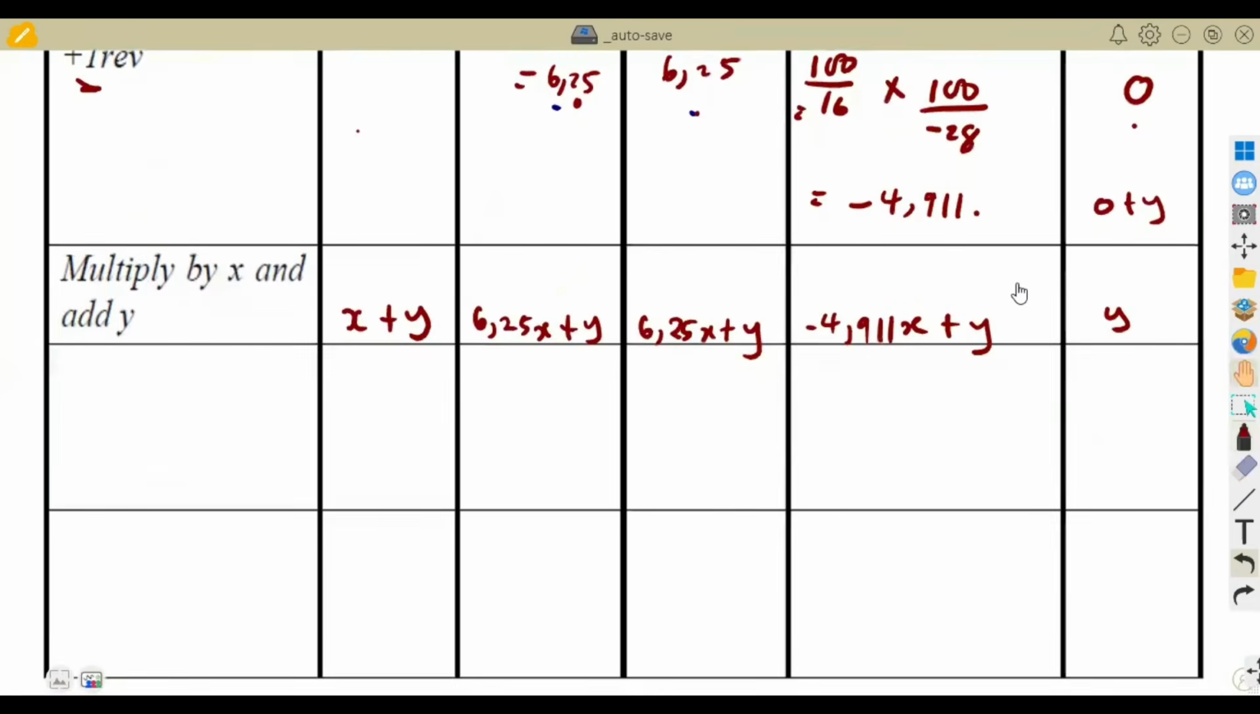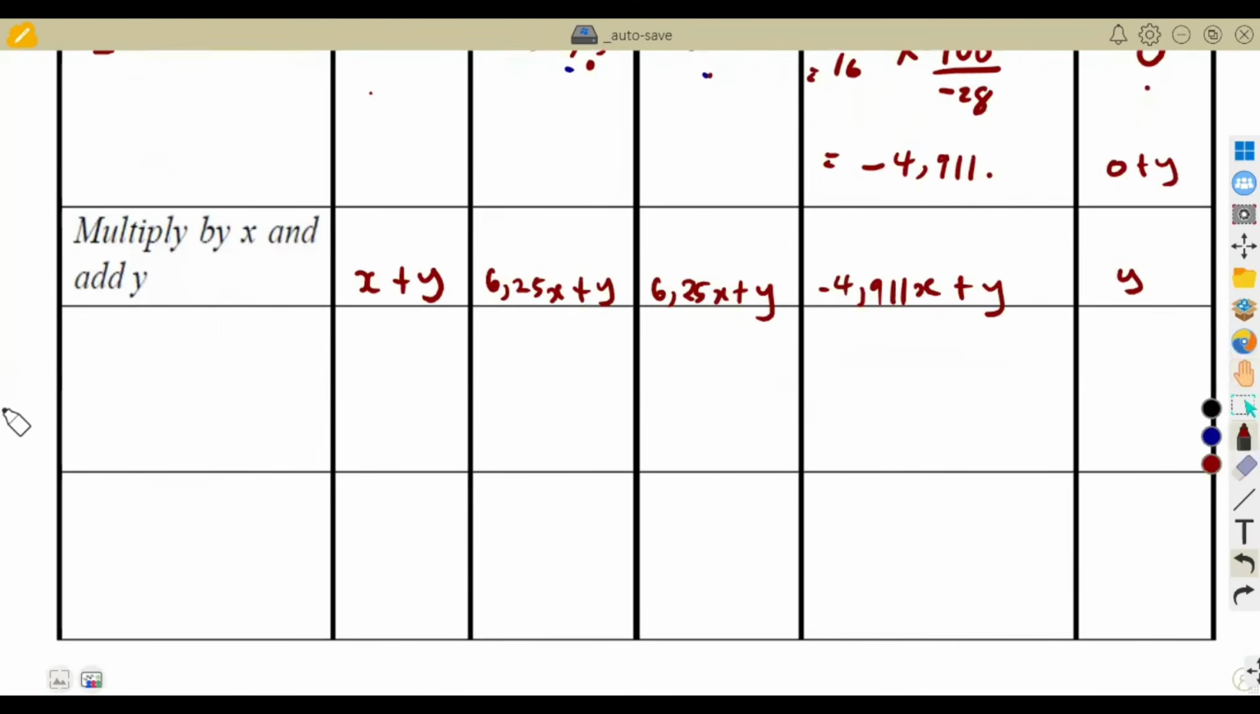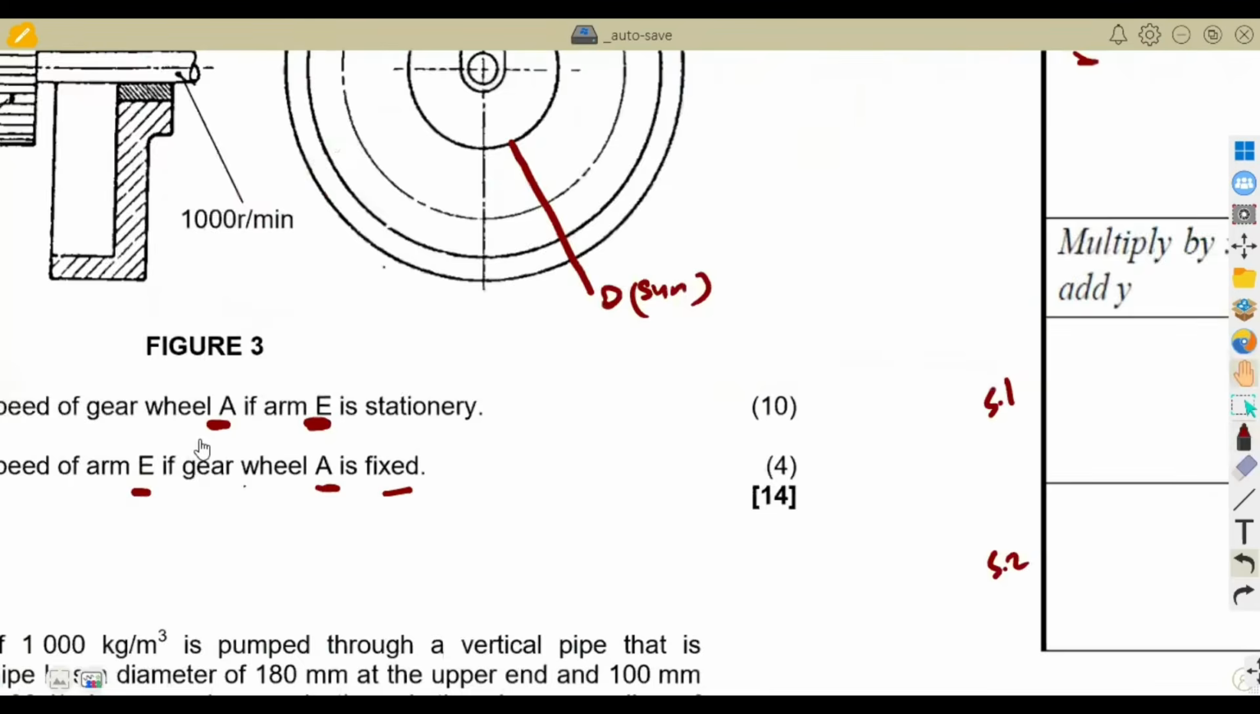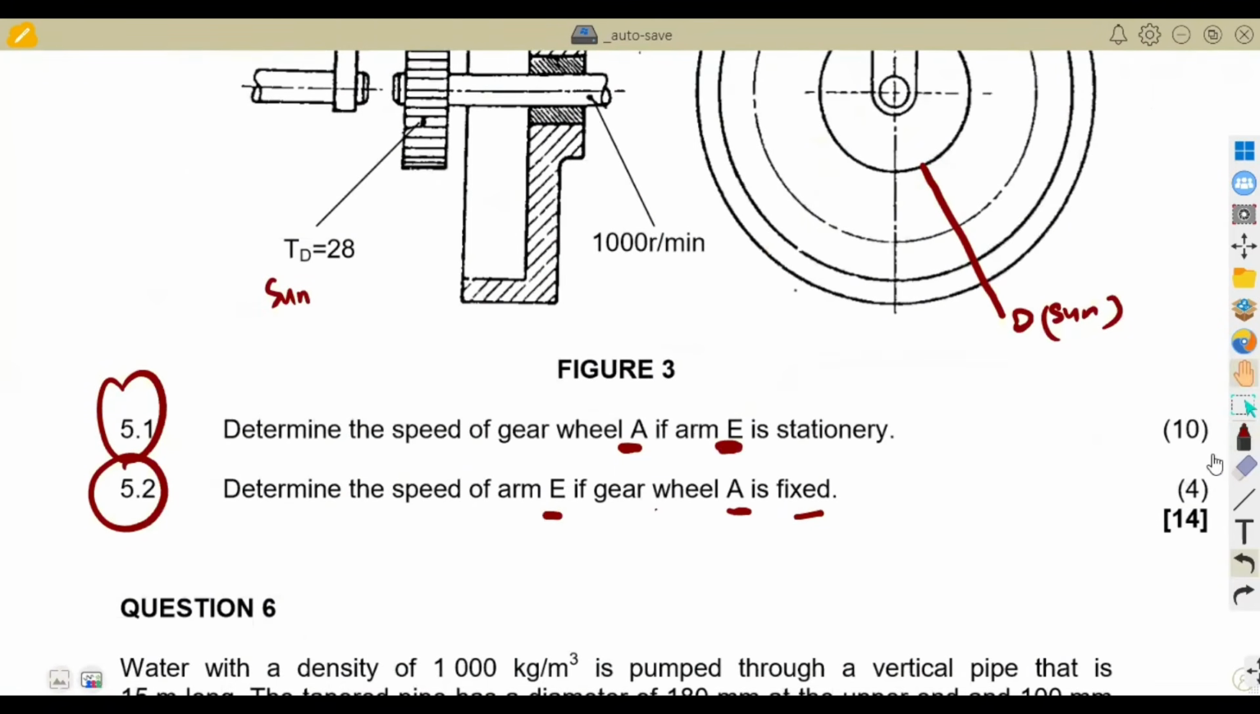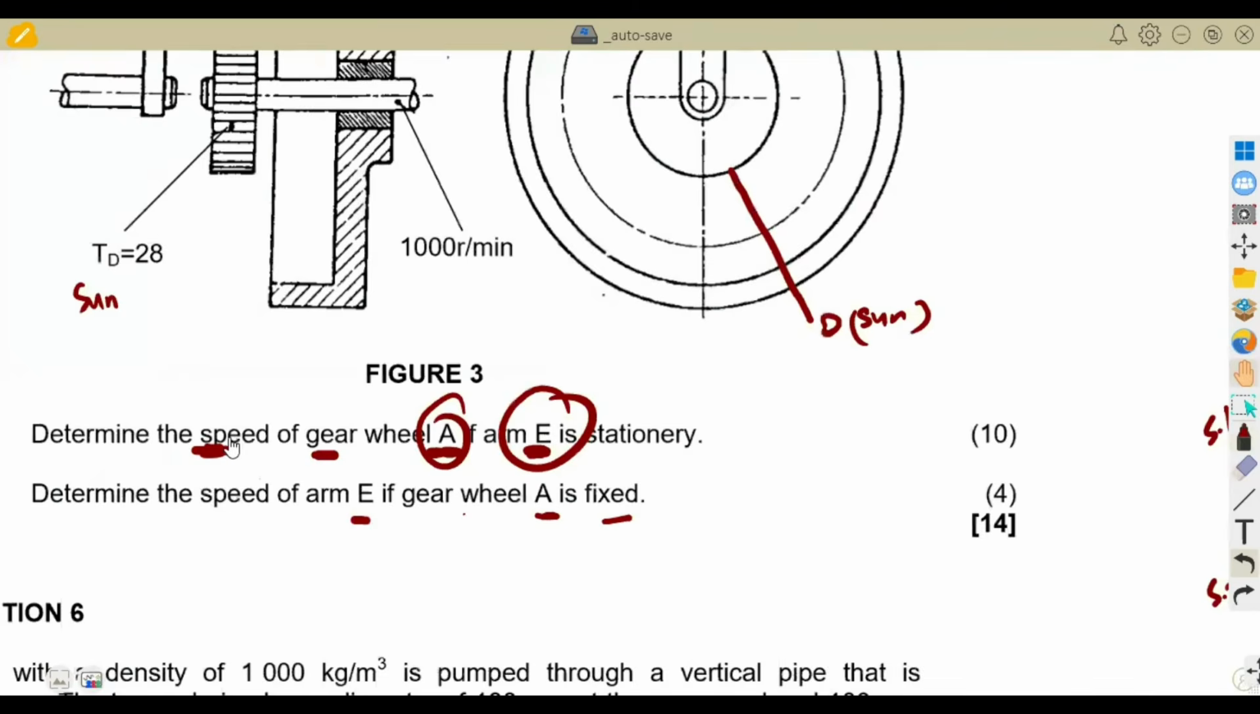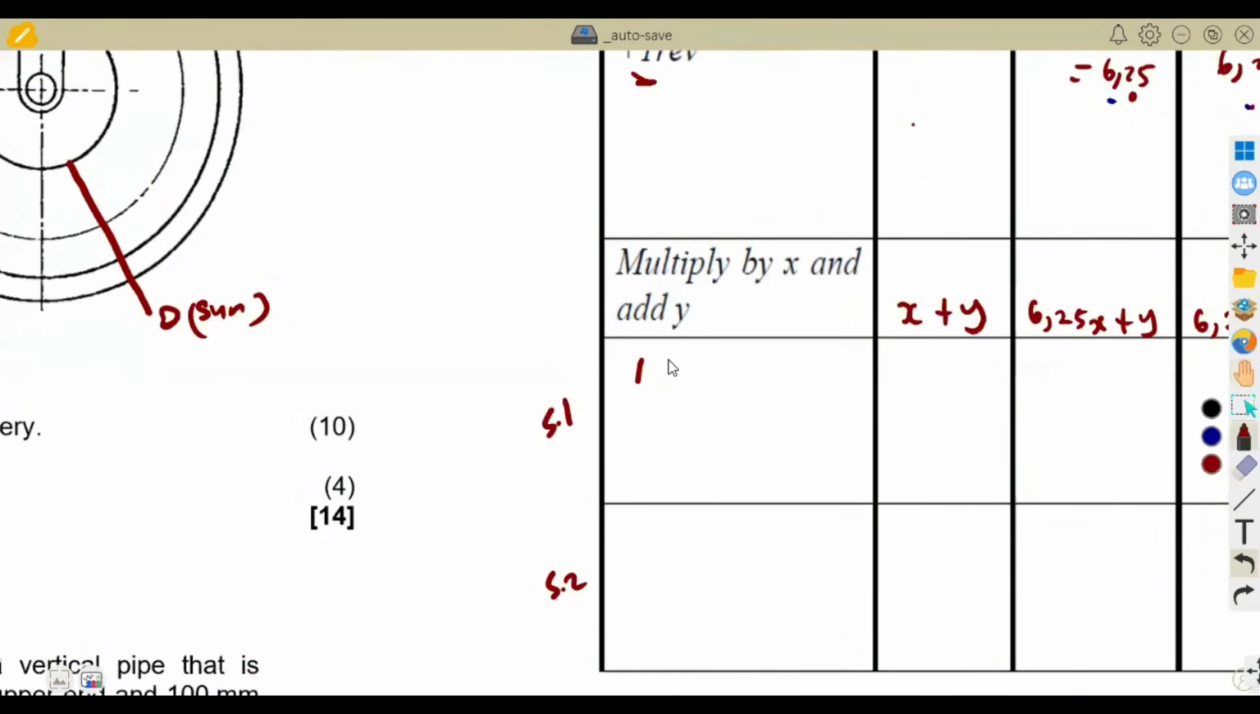Then, as I said, we have got 2 questions to answer there. Question 5.1 and question 5.2. Remember, these are 2 questions that you're given here. On 5.1, they are saying we need to determine the speed of the gear with the speed of A if E is stationary. Take note, these are conditions. We must find the speed of A. Given that E is stationary, it means there is no movement there at E, it's a 0.